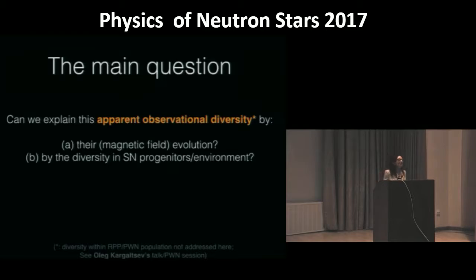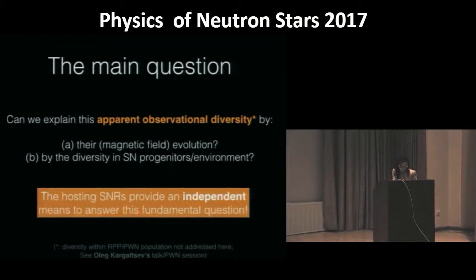So the main question is, can we explain the apparent diversity of neutron stars by, one, their magnetic field evolution, and also by the diversity of core collapse supernovae making neutron stars, as well as the different environments in which they evolve? And what I'm going to focus on is telling you how the hosting SNRs provide a totally independent way of answering this fundamental question.